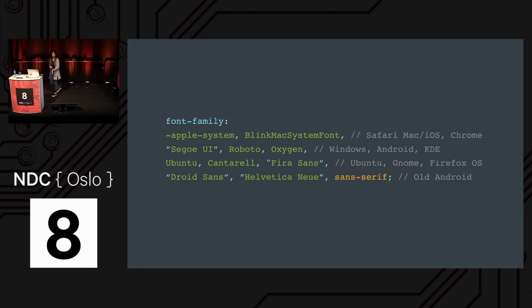And here are the relevant fonts for each platform or device. The Apple system font is San Francisco for Safari. The Blink Mac system font is the equivalent San Francisco for Chrome. And the list goes on. So this is a nice way to use fonts in a completely weightless way.